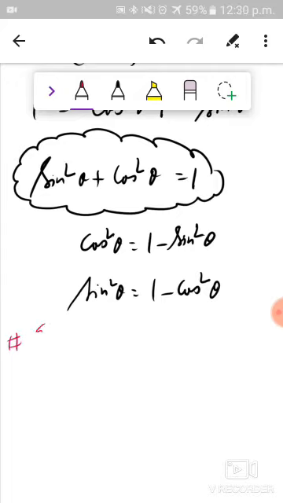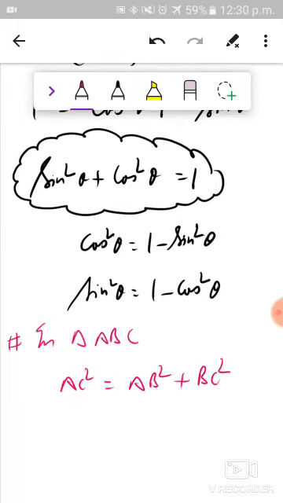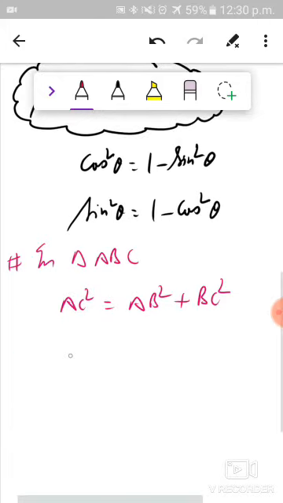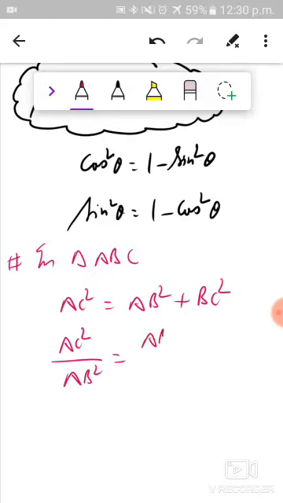again I am writing in triangle ABC, by Pythagoras theorem AC square is equal to AB square plus BC square. Previously I have divided both sides by AC, now I am going to divide by AB. So we will get AC square by AB square, dividing both sides by AB, AB square by AB square plus BC square by AB square.